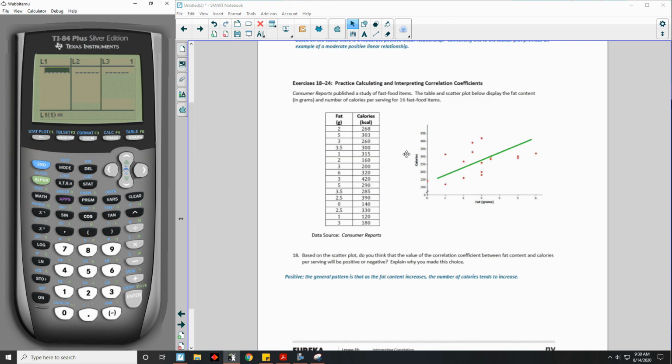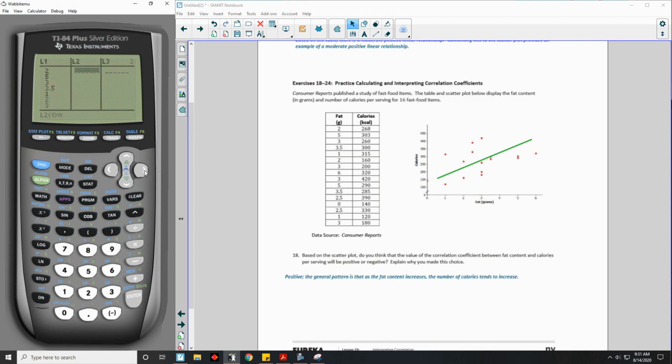Fat in grams is X, so that's 2, 5, 3, 3.5, 1, 2, 3, 6, 3, 5, 3.5, 2.5, 0, 2.5, 1, 3. Okay, my cursor is on the last number, 16 of them. 1, 2, 3, 4, 5, 6, 7, 8, 9, 10, 11, 12, 13, 14, 15, 16.